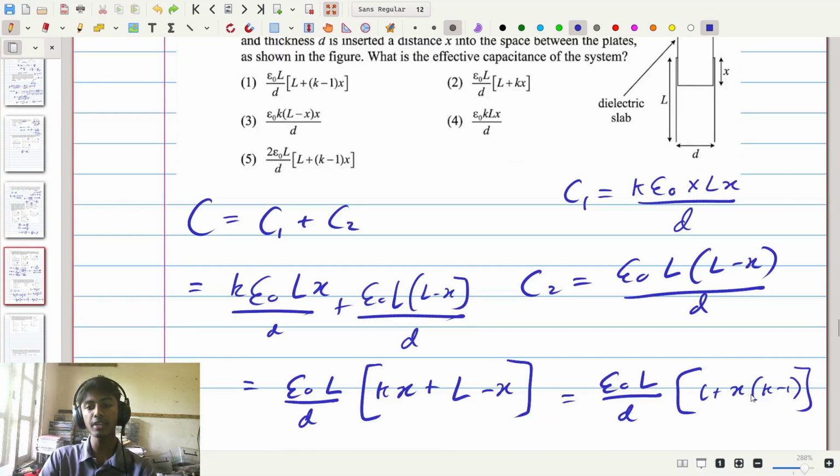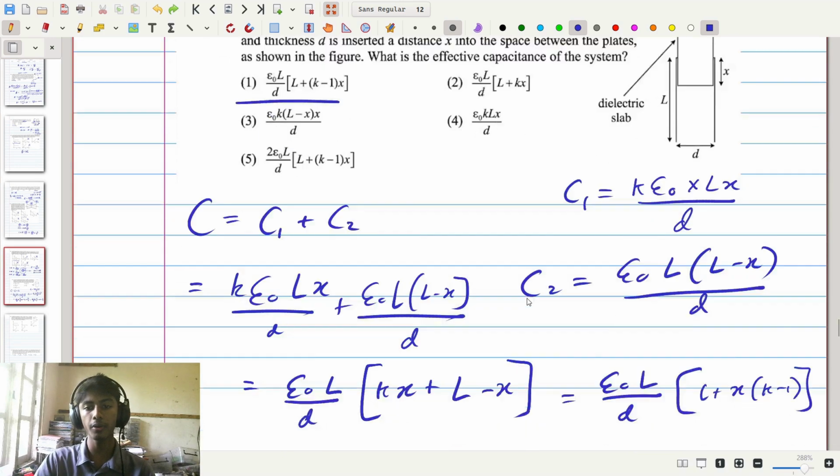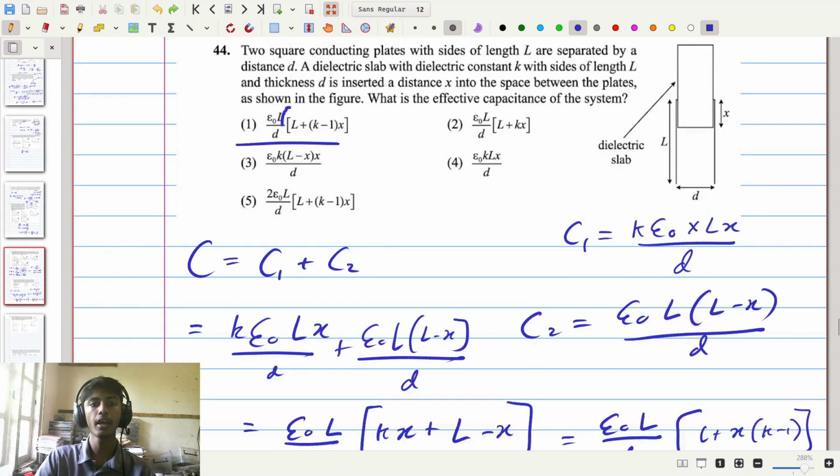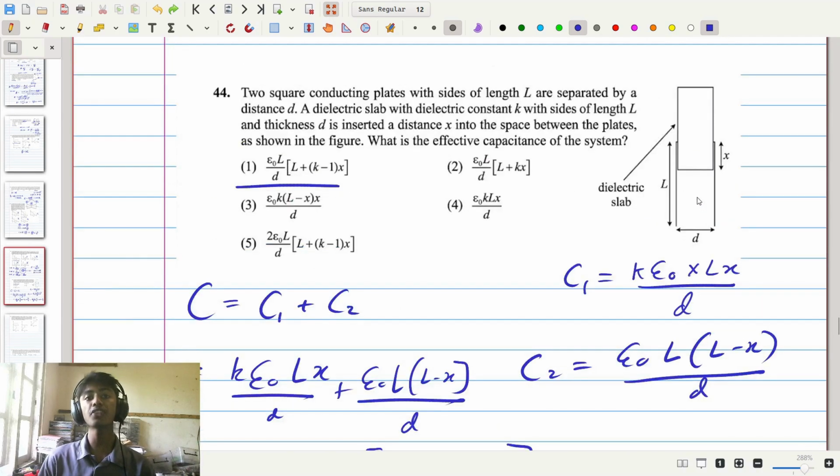Now looking at the answers, we can see this answer is there as answer number 1. Epsilon naught L divided by D times L plus K minus 1 times x, L plus x times K minus 1. And therefore the answer here is answer number 1.